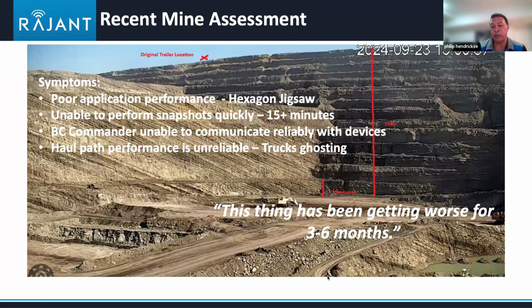In our analysis, we look at the pit depth. They have 15-meter benches there. If you count all those benches up, that's about 210 meters. If you look under the recent mine assessment, the label of the slide deck there, you'll see a cross. That was where the original APT trailer was. So we've got a pit depth of 210 meters, an almost vertical wall coming down into the actual pit to the mining area.